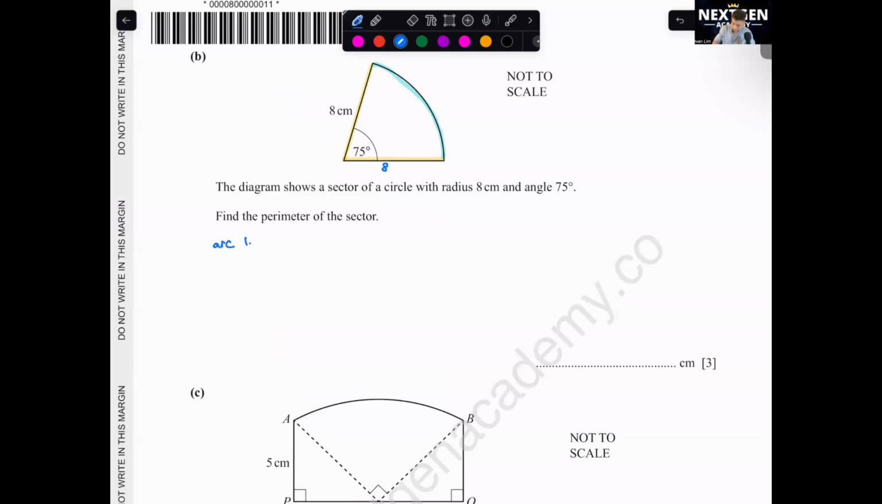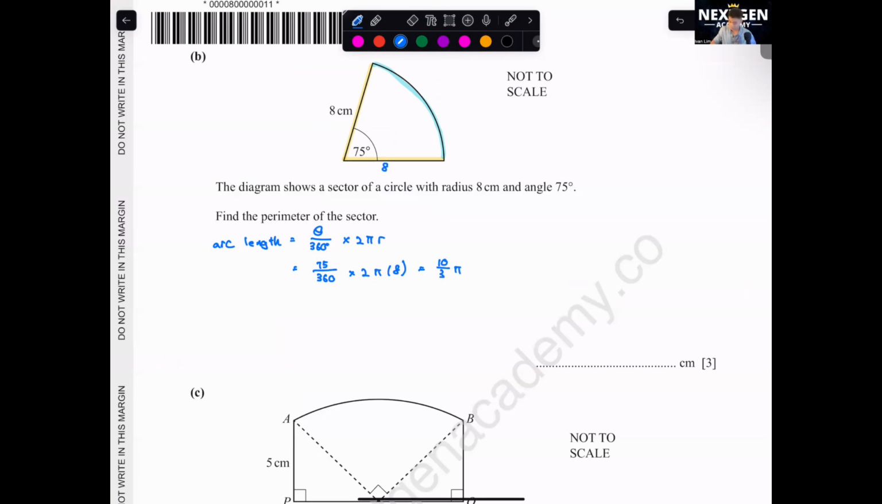Okay, so arc length, which is theta over 360 times 2 pi r. So 75 over 360 times 2 pi 8. Okay, we can calculate this first. 75 over 360 times 2 pi 8. Okay, we just leave it in terms of pi first.